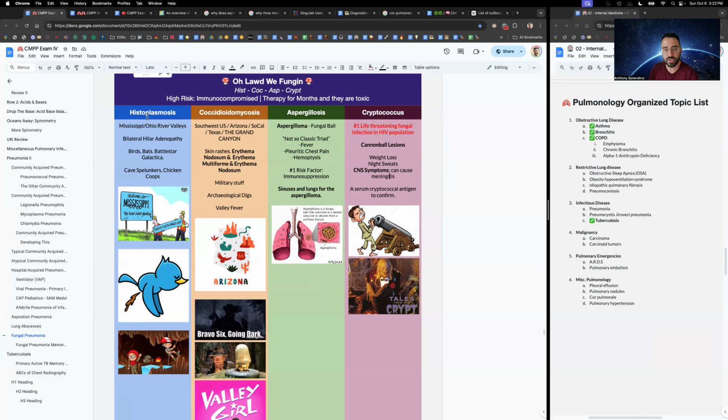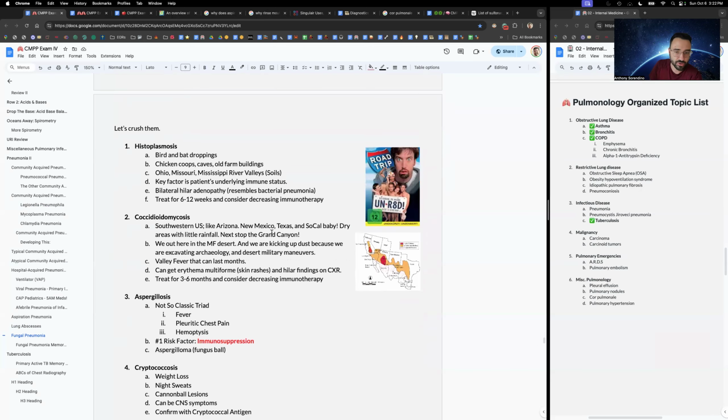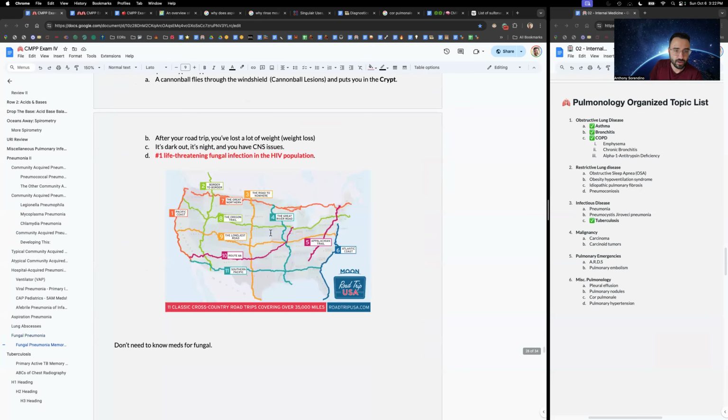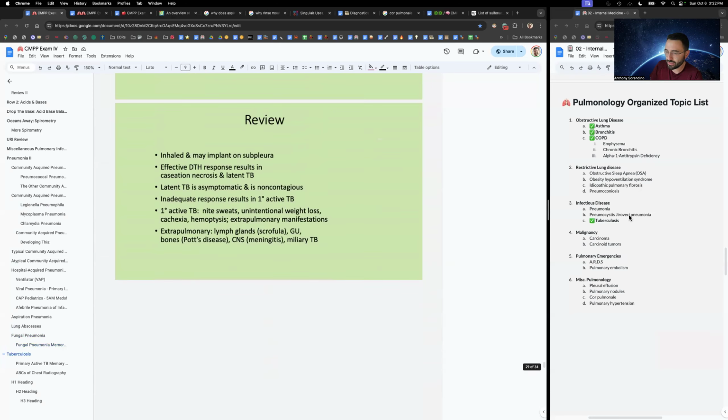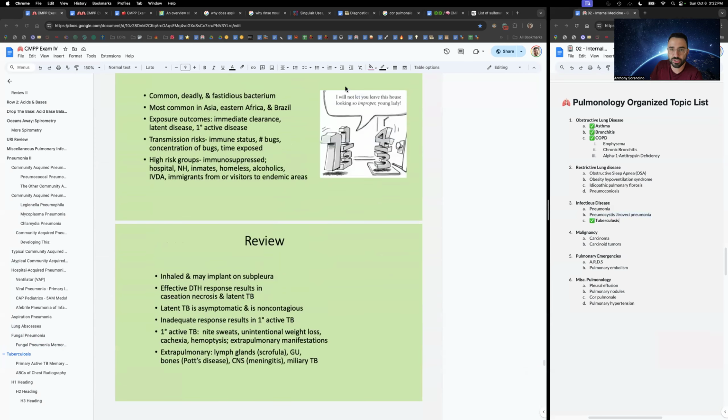But knowing the difference between histo and coccidio, see anything in the Mississippi, Ohio River Valley, go histo. If you see anything around Arizona, Texas, Grand Canyon, it's coccidioid. And that should be good enough. I think that's it for pneumonia, honestly. Bactrim for jirovecii.